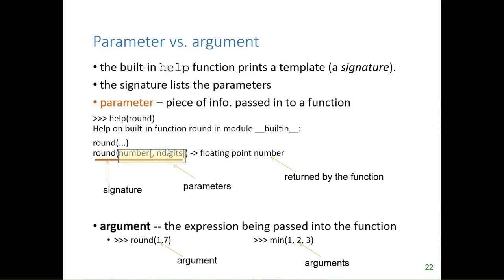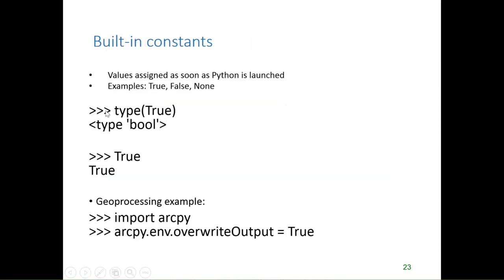So if you call the type function for True, you put True inside of the type function, you'll get type bool, which stands for boolean, which is true or false kinds of things. If you print True, it returns True. We'll see that when we're doing geoprocessing, we'll use True or False to set the overwrite output variable, which will allow us to overwrite existing data.